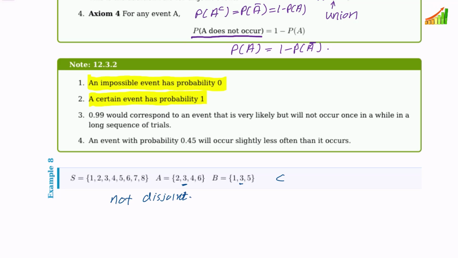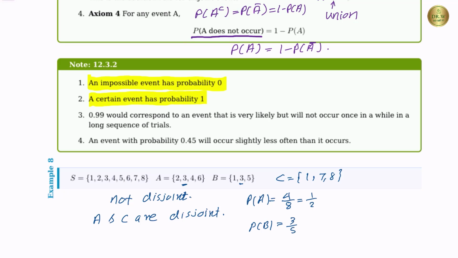Let's say C is 1, 7, 8. Then how about A and C? Yes, you see they don't have any common elements, therefore A and C are disjoint. Now let me write the probabilities. Probability of A equals 4 over 8, we can write 1 half. Probability of B equals 3 over 8. And probability of C is also 3 over 8.